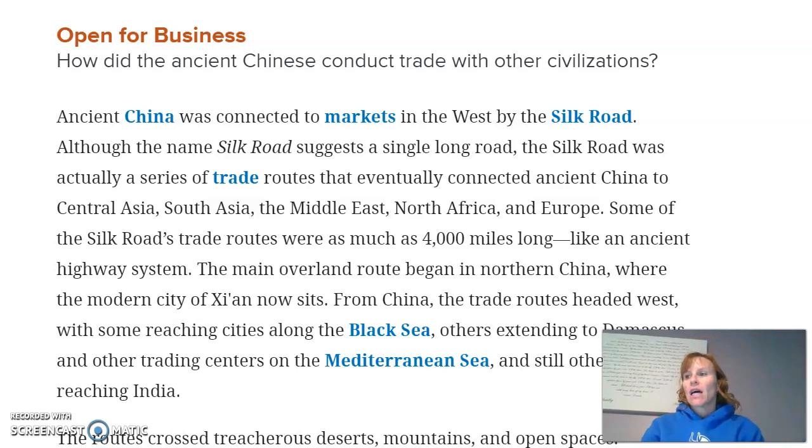A merchant. A merchant is a person involved in selling or trading, right? So a merchant could set up a little stand and they could have some fruit or some vegetables or some wheat or some hats, anything. They have a little stand and they're a merchant. They're selling something. Maritime, that's something that's connected by sea. So when we talk about maritime routes, we're talking about sea routes, as opposed to land routes.